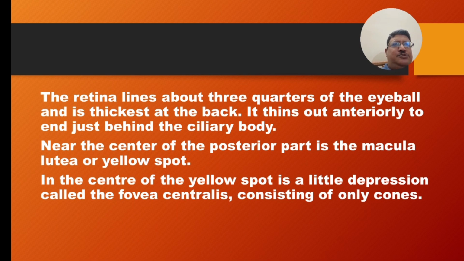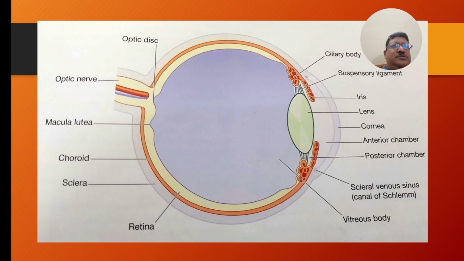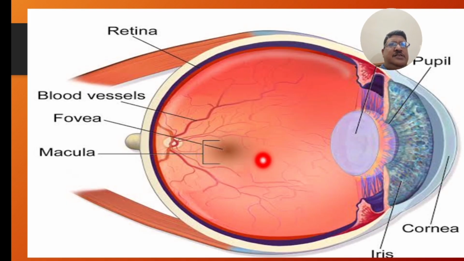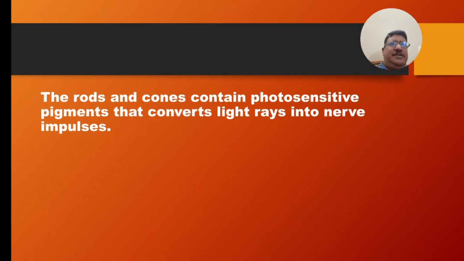Near the center of the posterior part is the macula lutea or yellow spot. In the center of the yellow spot is a little depression called the fovea centralis, consisting of only cones. So this is the structure. This is the retina, blood vessels, fovea, macula, pupil, cornea, iris. The rods and cones contain photosensitive pigments that convert light rays into nerve impulses.